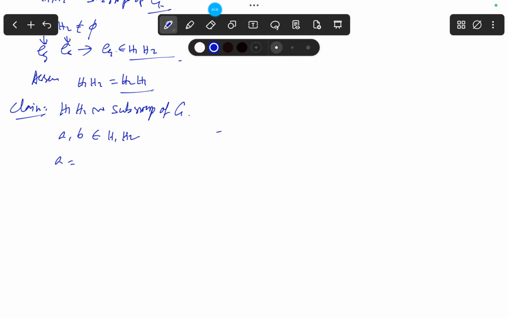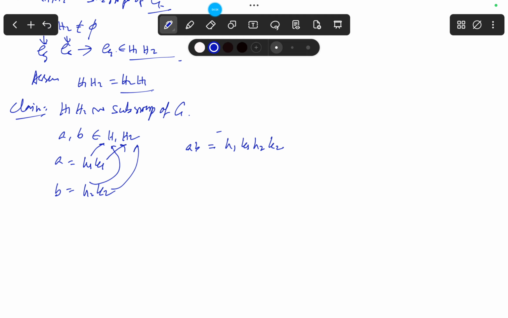Then we can write A as some H1 times, let's say, K1, and B as H2 times K2, where H1 belongs to capital H1 and K1 belongs to capital H2. Similarly, H2 belongs to capital H1 and K2 belongs to capital H2. So what is your AB? Your AB is basically H1 K1 H2 K2, right?